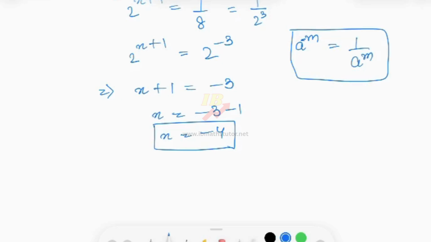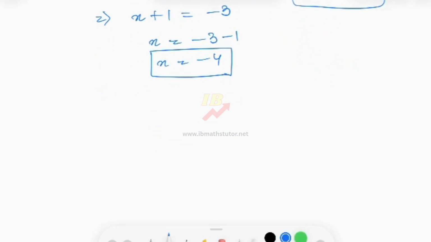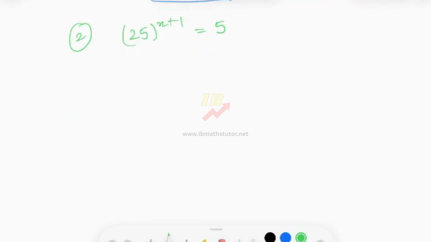Okay, so let's take a few more examples. Again, we have to find x, where 25 raised to the power x plus 1 equals 5. Now we need to first check what exactly we can split up. 5 is already a prime number which I cannot split further, but 25 I can split, right? So instead of 25, I can write 5 raised to the power 2, all raised to the power x plus 1, right?